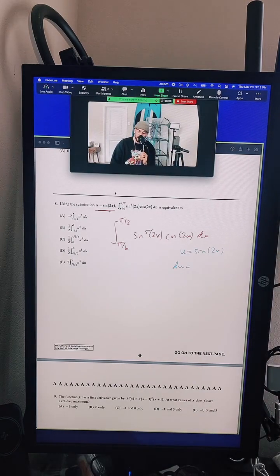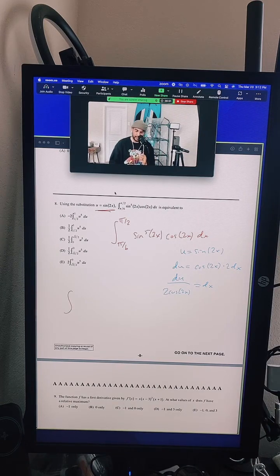We're going to take our du. That's going to be cosine of 2x times 2 dx. Don't forget the chain rule. And we're going to bring the cosine 2x times 2 to the other side. So we have du over 2 cosine of 2x is equal to dx. Beautiful. And now we're going to go ahead and implement that into our integral.